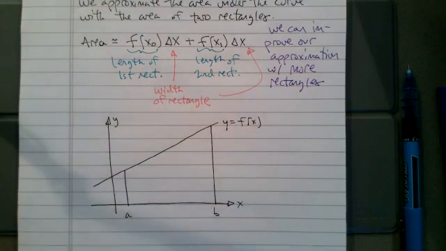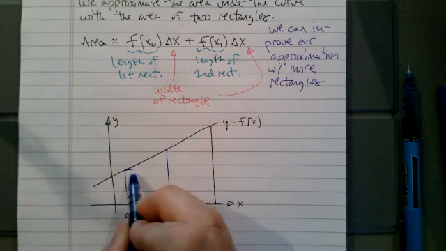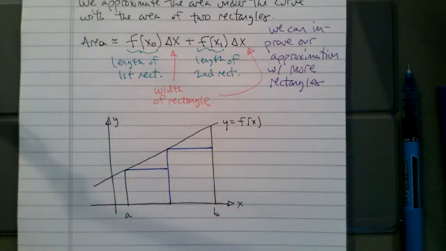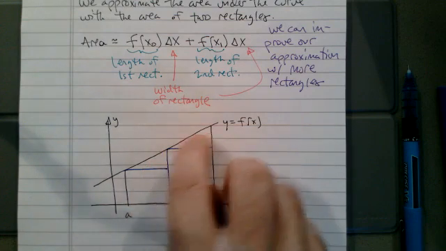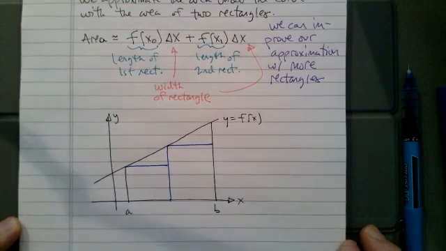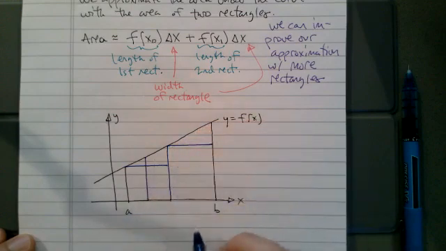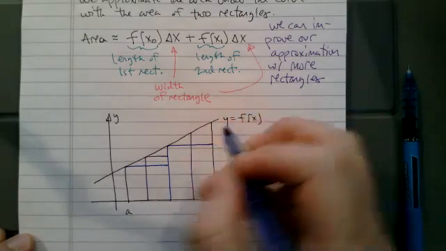So before, I had split the interval in half, and that was what my approximation was. My approximation was these two rectangles, but I'm missing these big triangles up here. So we can improve the approximation with more rectangles. Instead of just 2 rectangles, I'm going to split them in half again and use 4 rectangles.